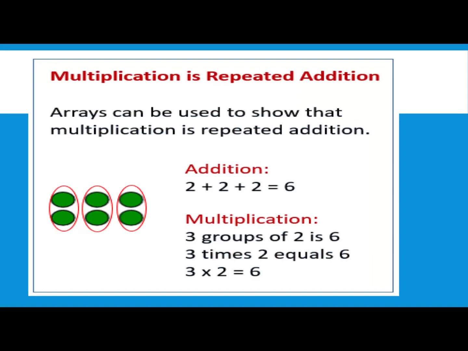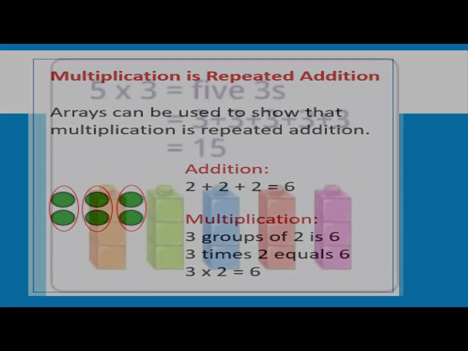Multiplication is actually repeated addition. Arrays can be used to show that multiplication is repeated addition. Here there are 3 circles, and within each circle there are 2 circles. That means 2 plus 2 plus 2 is equal to 6. This is the addition, but when you show this addition in terms of multiplication, it is 3 groups of 2 is 6. 3 times 2 equals 6, that is 3 into 2 is equal to 6.